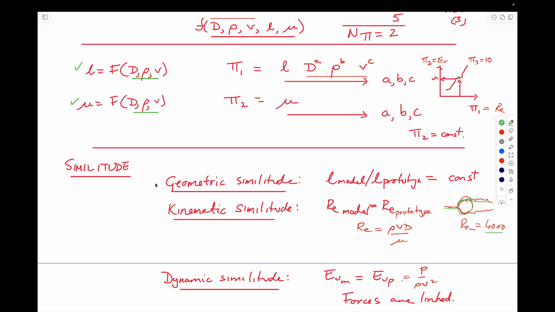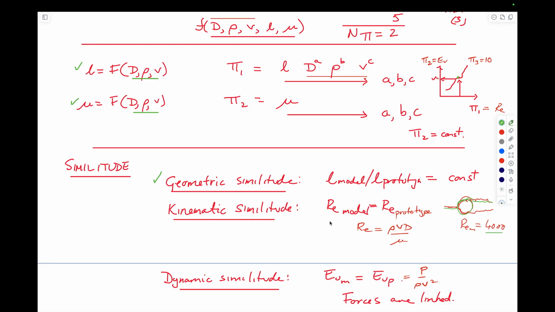There are 3 kinds of behavior we're interested in. Geometric similitude is where the model is a scale model, so the length in the model has to equal the length in the prototype, and that has to be the same for all features, wingspan, diameters, etc. in a model. Kinematic similitude is where the Reynolds numbers match between the model and prototype, and so therefore the flow regime is exactly the same in each one.